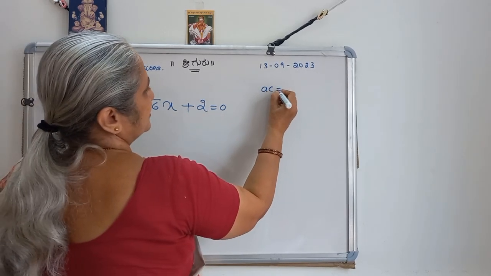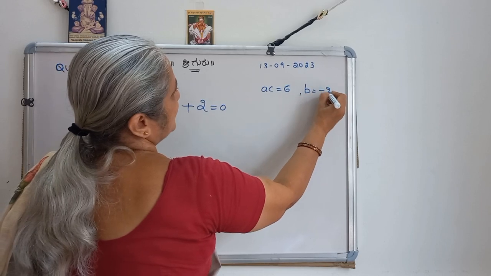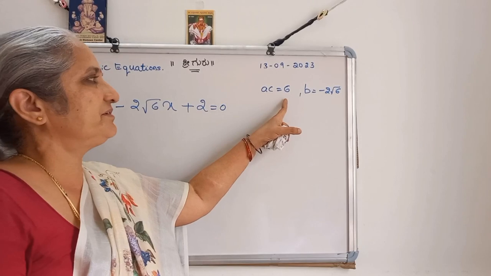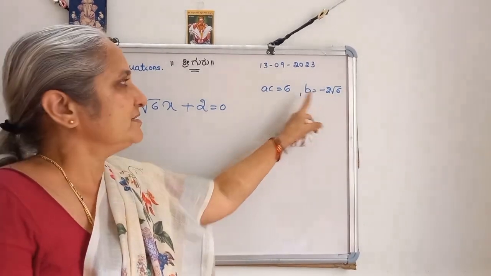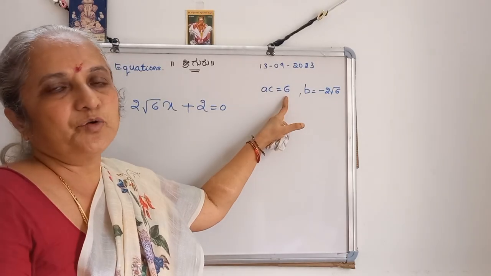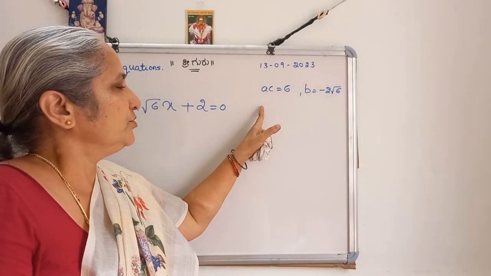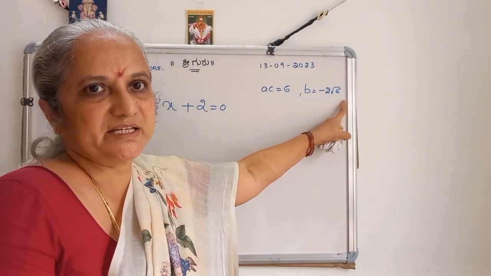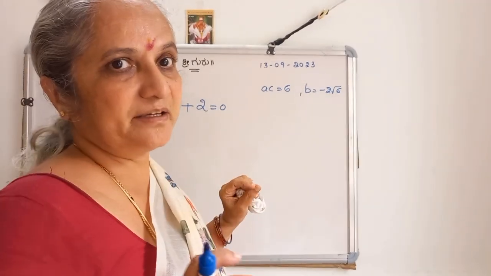Therefore ac is equal to 6. b is equal to minus 2 root 6. Find the factors of 6 in such a way that if you add them, you should get minus 2 root 6. 6 के दो फैक्टर्स निकालने हैं. कैसे? उन दोनों को ऐड करने से हमें minus 2 root 6 मिलना चाहिए. सोचना चाहिए. तो what is the answer?